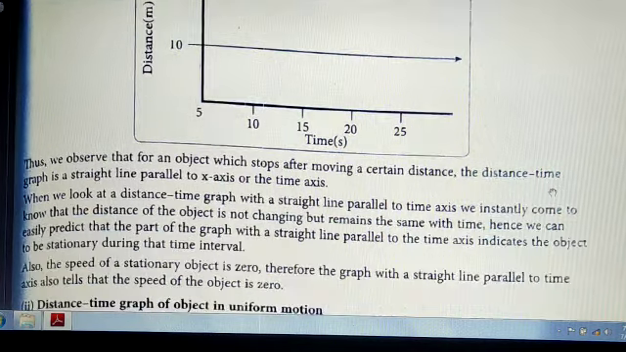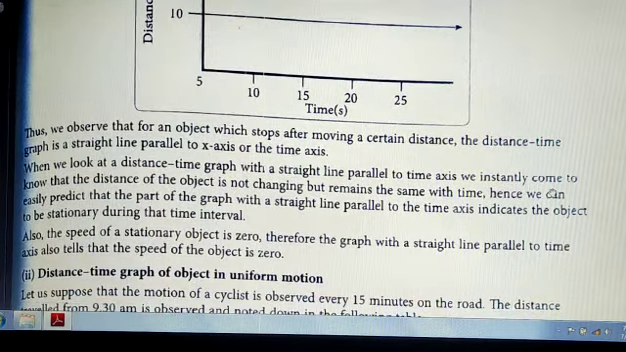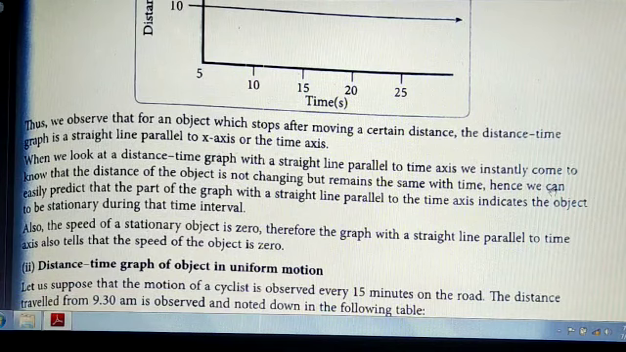Now when we look at a distance time graph with a straight line parallel to time axis, we instantly come to know that the distance of the object is not changing but remains the same with time. So that is known as constant. The speed of a stationary object is 0. Therefore the graph with a straight line parallel to time tells that the speed is also 0.